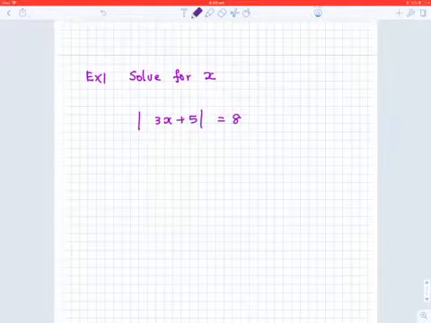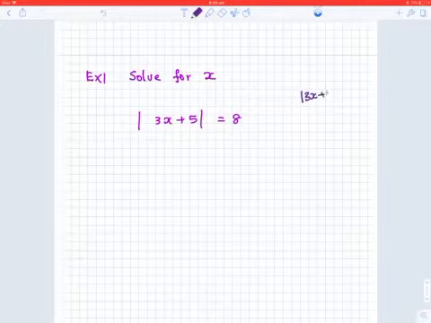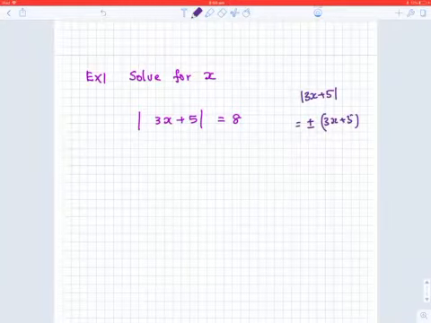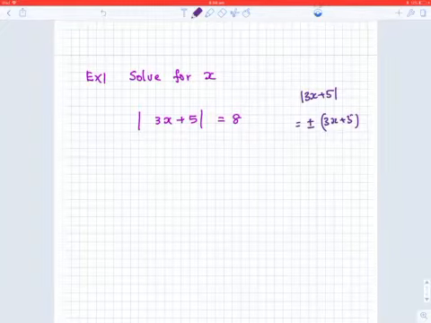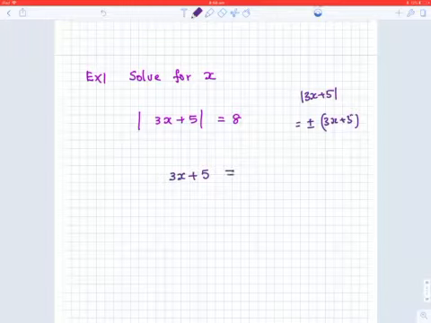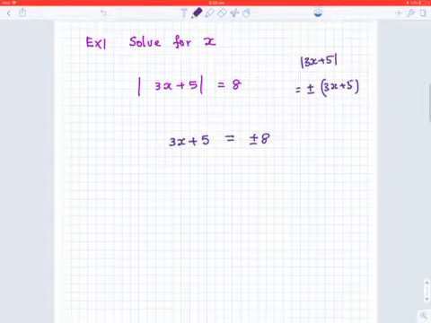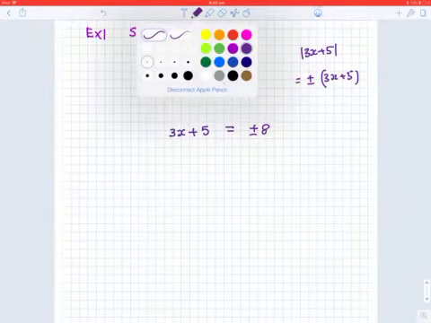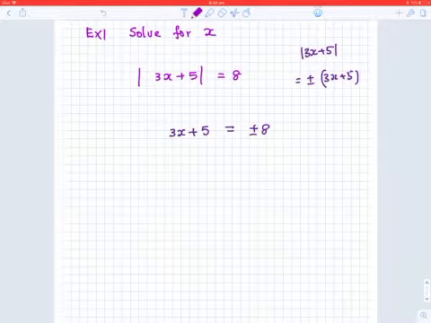Now, our first question is solve for x. The question is absolute value of 3x plus 5 equal to 8. Now, the absolute value of 3x plus 5, by definition, is plus or minus 3x plus 5. But on the other side we have 8, so instead I'm going to take the plus or minus for 8. So I write this question as 3x plus 5 equal to plus or minus 8. I take the plus or minus for the number part, which makes our life easy.